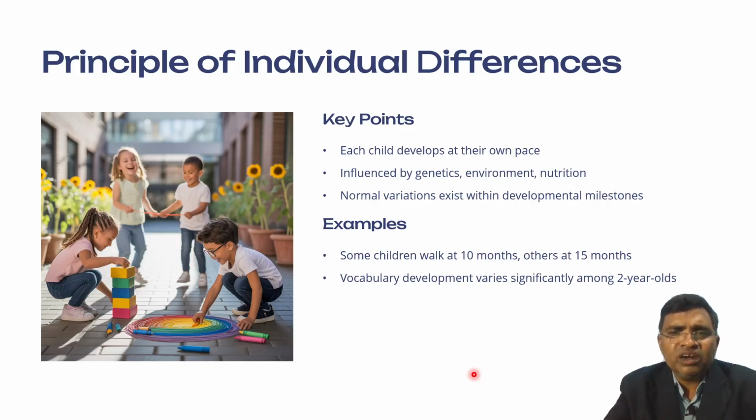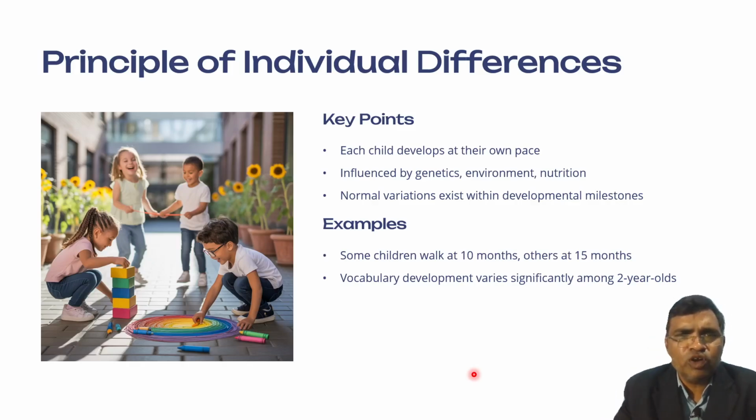Example: some children walk at 10 months, they walk in the early months. Some children walk after 15 months. Okay, it varies. So vocabulary development also, the speaking development also: among 2 year olds, some may talk early, some may talk later.